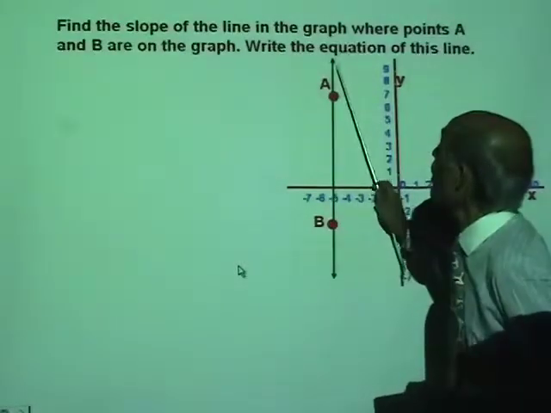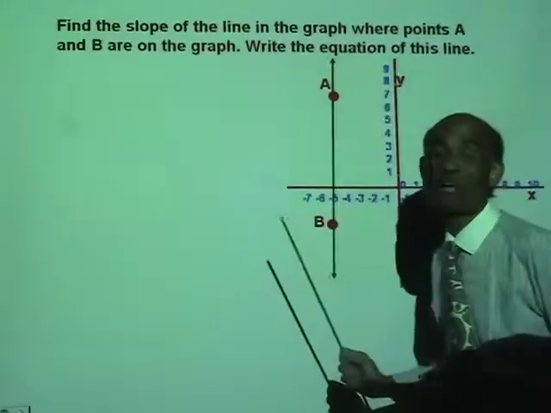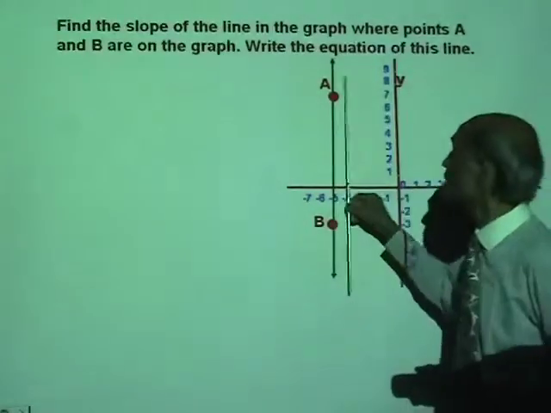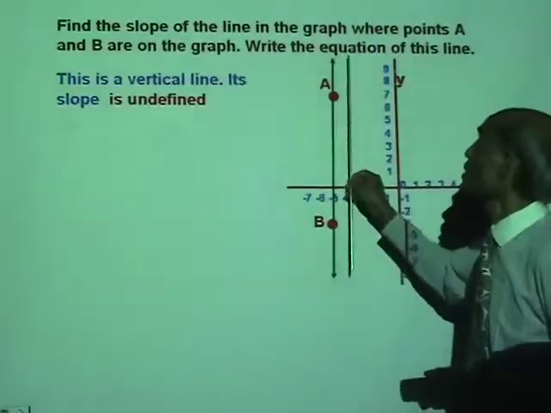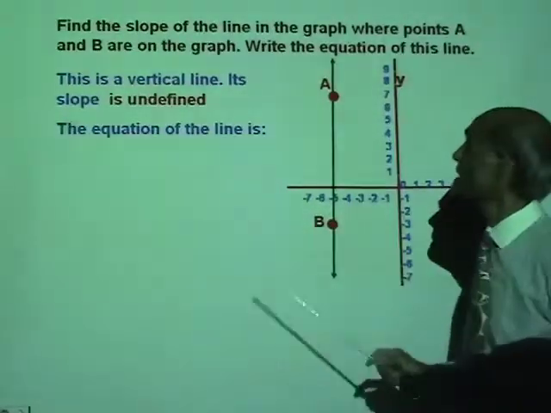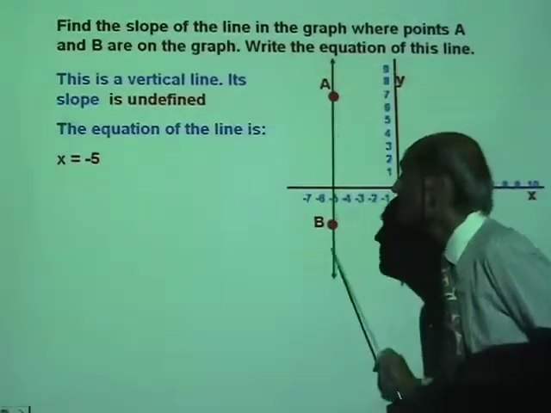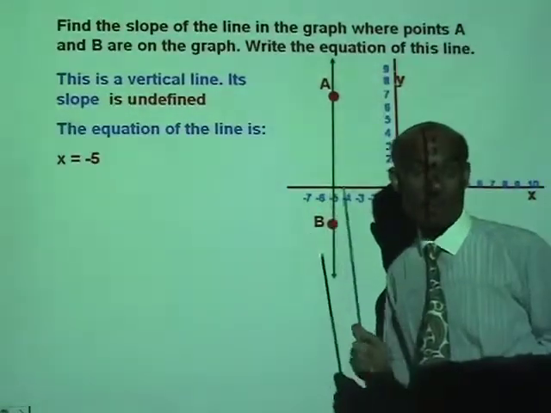Find the slope of this line that contains points A and B. You can answer that right away. This is a vertical line. The slope is undefined. And the equation of that line is x equal to -5. You know that, don't you? Okay, let's move on.